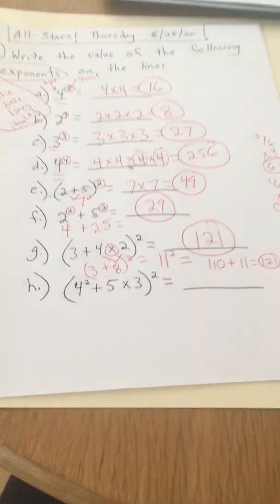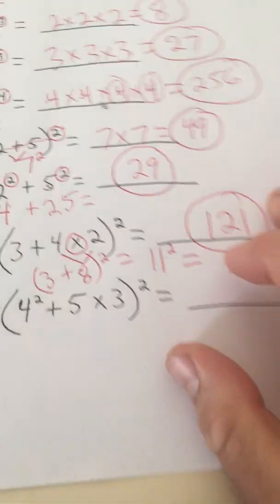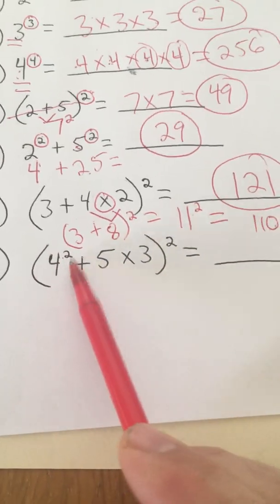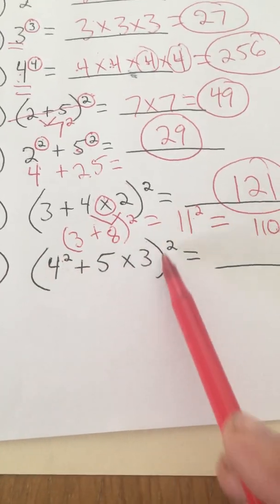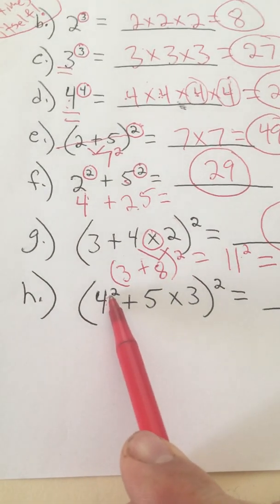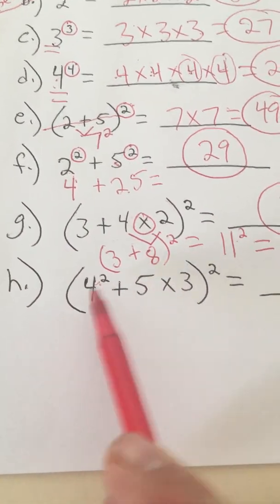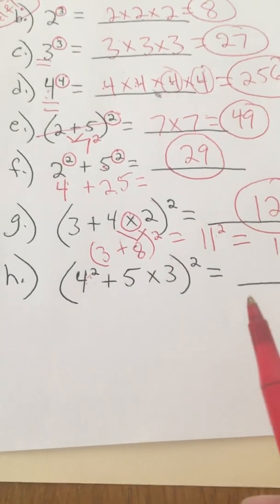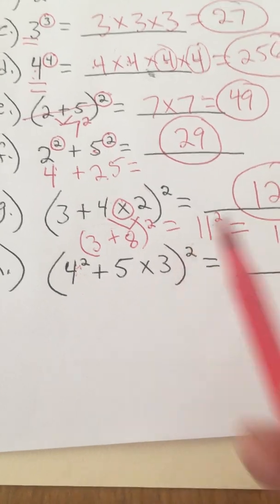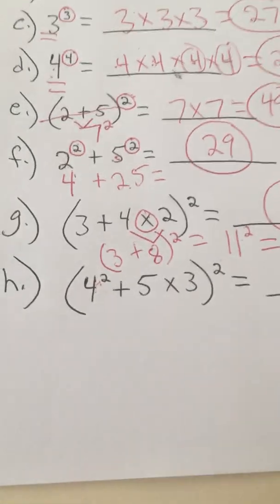Okay, last one. Give yourself some snaps. Okay, it gets a little harder as we go. So now there's an exponent inside. So we're going to do that because it's inside of the parentheses. We do everything in the parentheses first. So we are going to solve all of this. Then we're going to do it to the second power. Once we solve the whole parentheses, then we multiply it times itself.